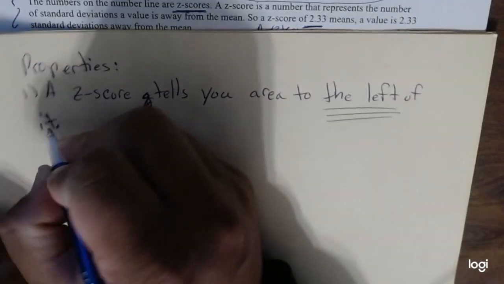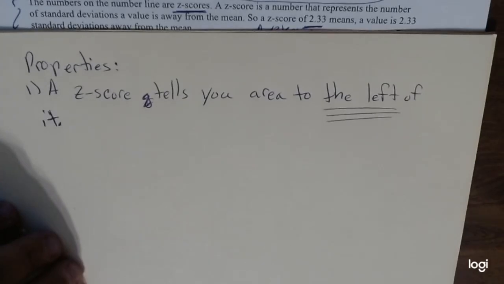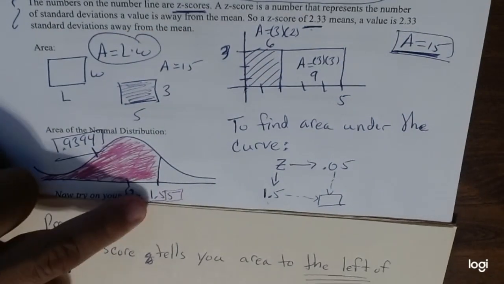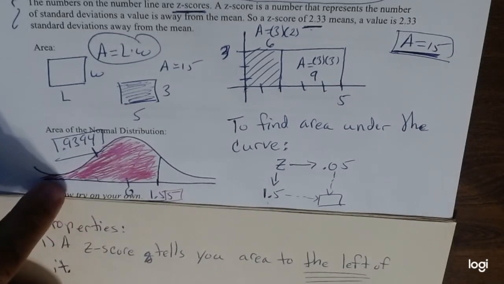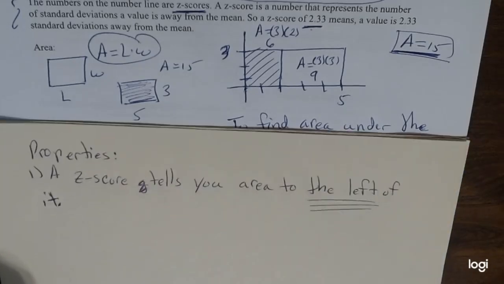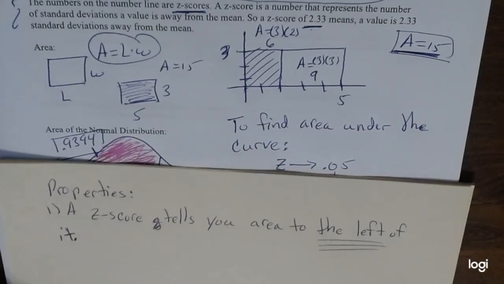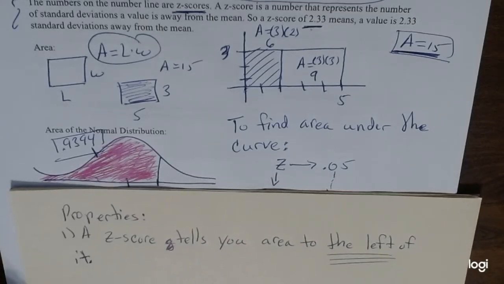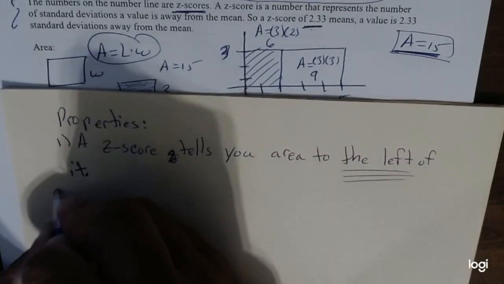So the number we have right now is always to the left. It means you're always shading to the left of the z-score, never to the right, always to the left. That's the first major property when it comes to z-scores. Besides that one, which was already talked about, there's a second major property. Now, how do we define area to the right?